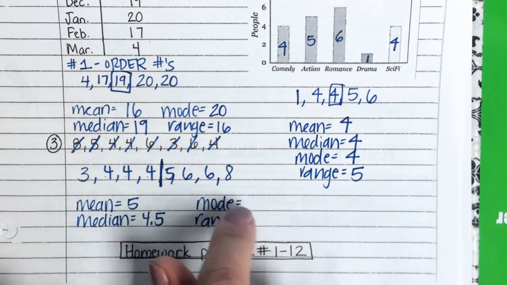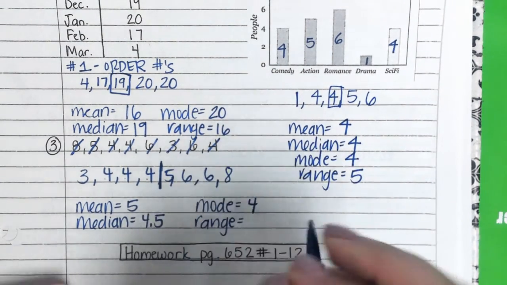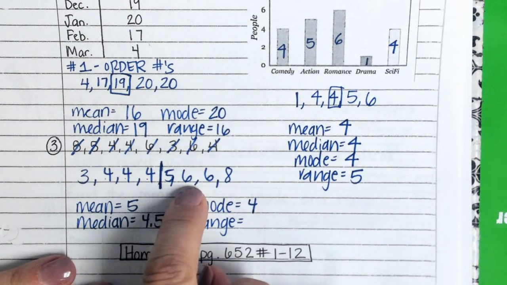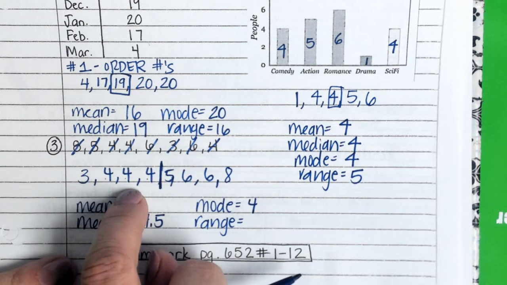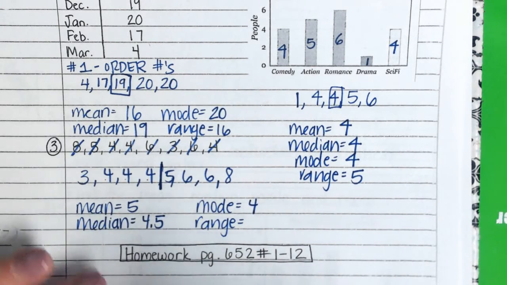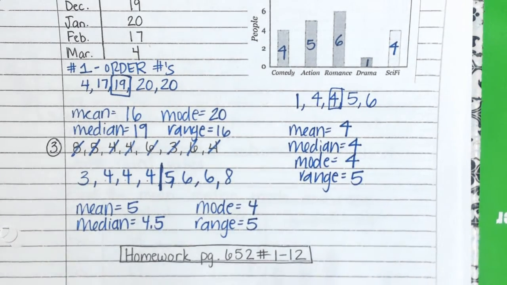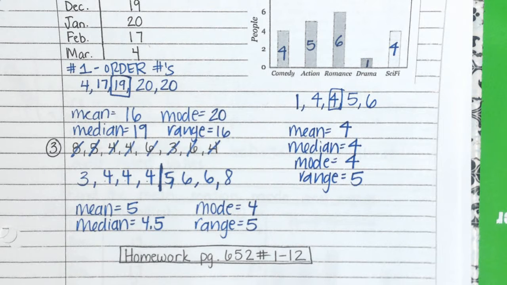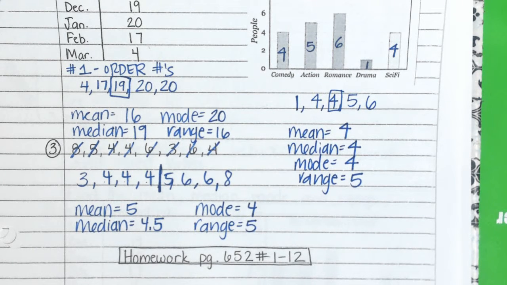Okay? What's our mode? 4. Why is it not 6? Because you see 4 3 times and 6 2. Absolutely. 4 is listed 3 times, 6 is only listed 2. If 4 was only listed twice, then we could say 4 and 6, but 4 is listed more. What about our range? 5. Absolutely. Okay, so, again, median, middle number, your mean, we add and divide. Mode is the one we see the most, and your range is the distance between.